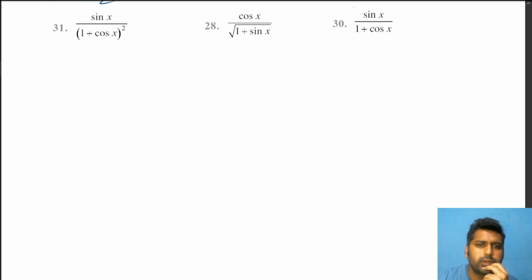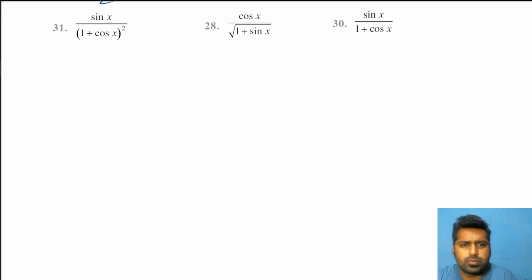Look at the 3 questions. All have a single trigonometric expression in the numerator, and in the denominator they have 1 plus something. 1 plus cos x: what is the differentiation of cos x? Sin x. That's why it's here. What is the differentiation of sin x? Cos x. That's why it's here. So the whole idea is to take the denominator as t. As simple as that.